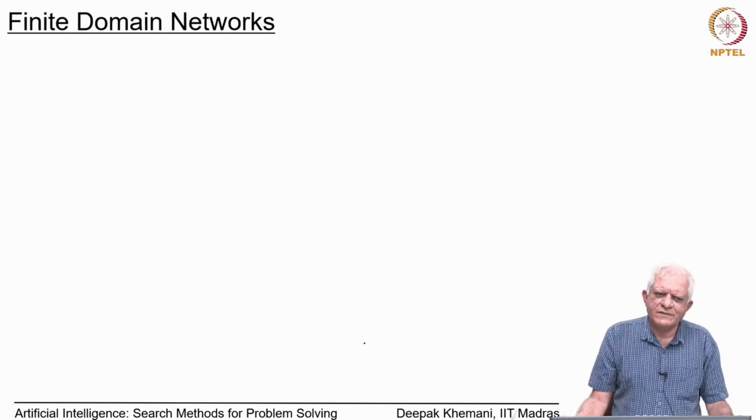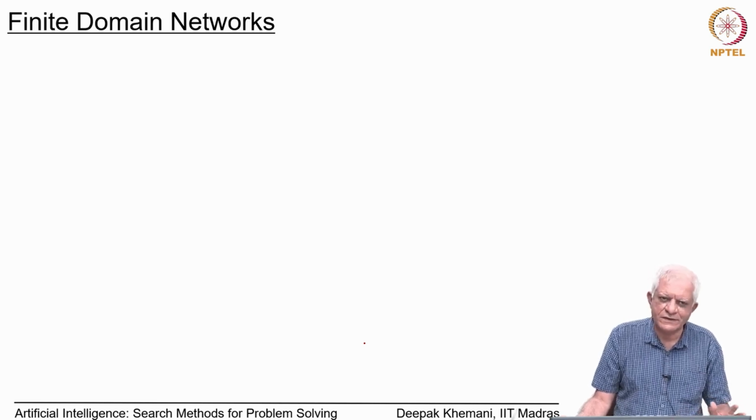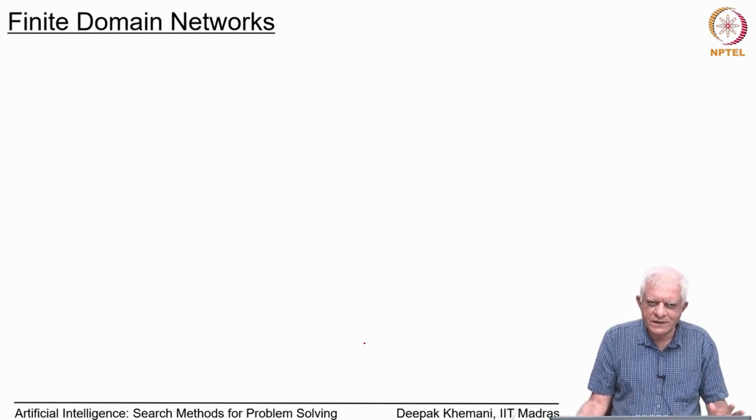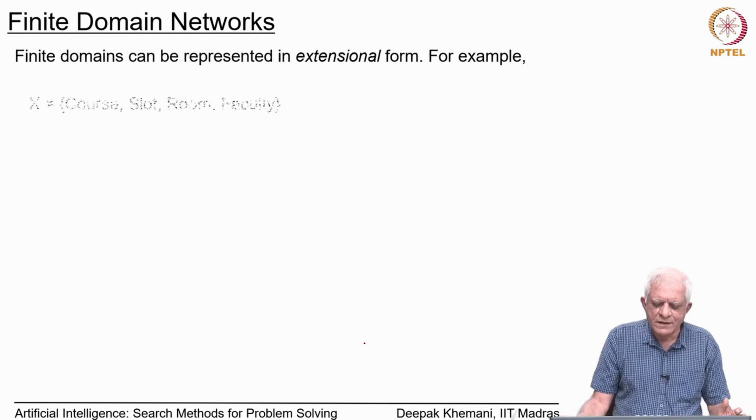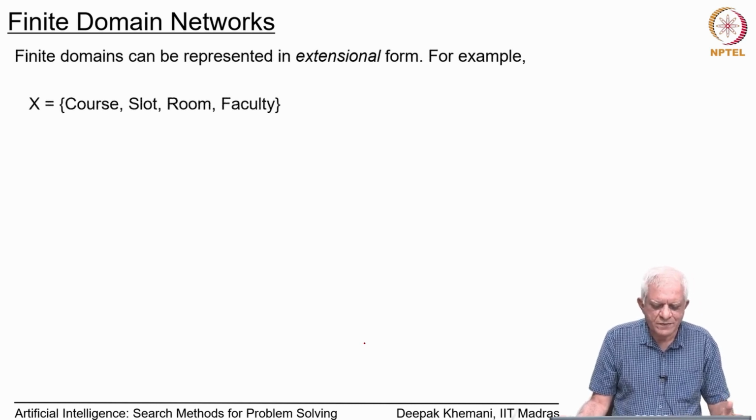So, we said that we will confine ourselves to extension form of relations, and that kind of restricts us to working on what are called finite domain networks. So, the domains are finite and therefore, the relations can be expressed in an explicit form essentially, in an extensional form.